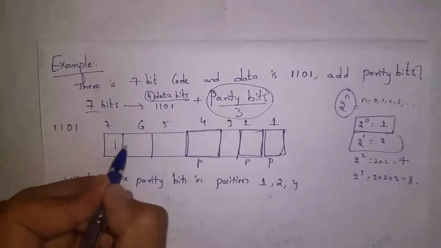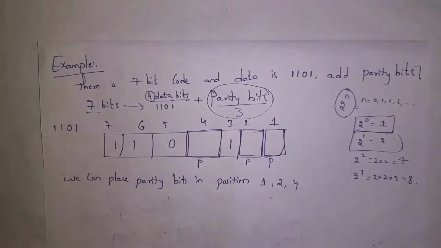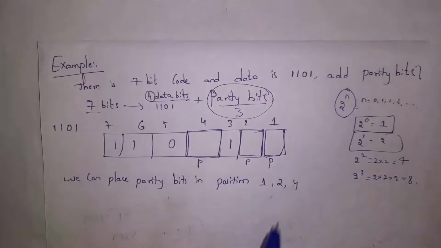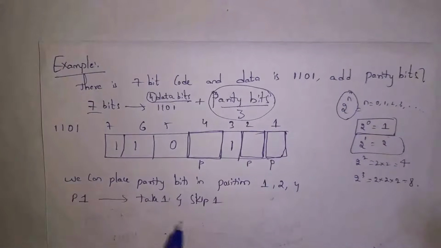So 1101. In the remaining positions, we can fill the data bits. Now what are the bits we need to place in these positions? We need to identify that. At first we will find the parity bit in position 1. Just remember the formula. P1 means take 1 and skip 1.